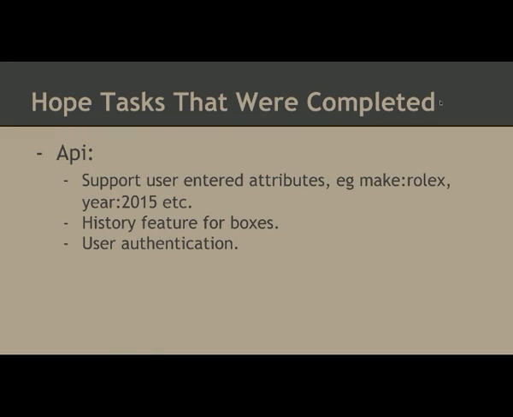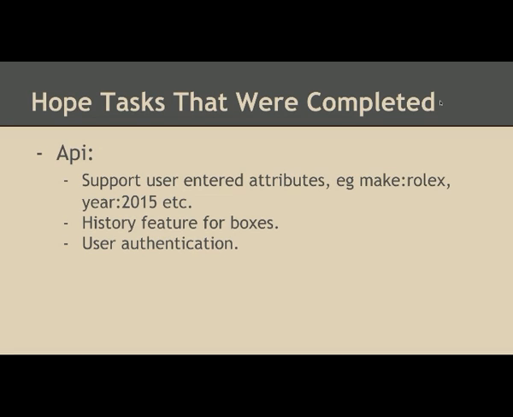With the hope tasks, unfortunately I did not get any of the hope tasks completed for my Android app, so demoing these API features might be difficult. I added support to my API for arbitrary attributes for items. I removed those from boxes. They just didn't seem to work as well as I'd hoped for the boxes, but for items they're great. This allows you to have a lot more flexibility to mark up your items the way you see fit. I also added a history feature for boxes and extended that to the items as well. And I have built user authentication into my API as well.